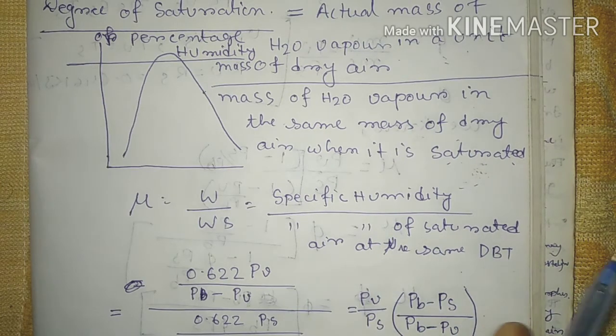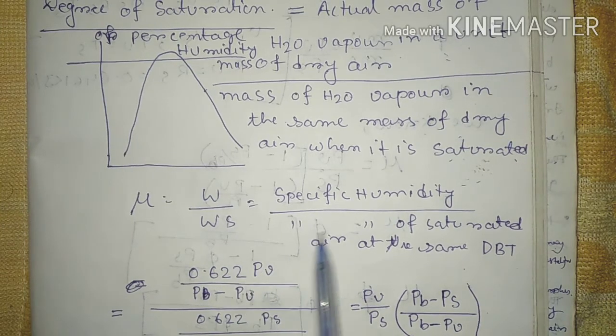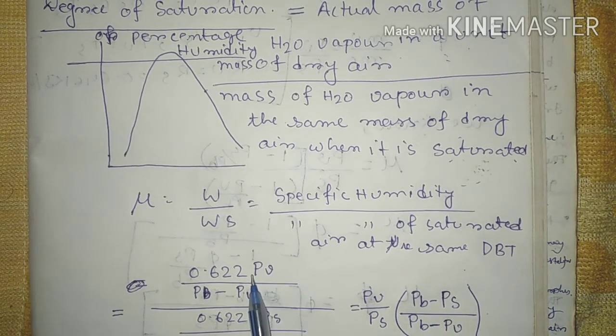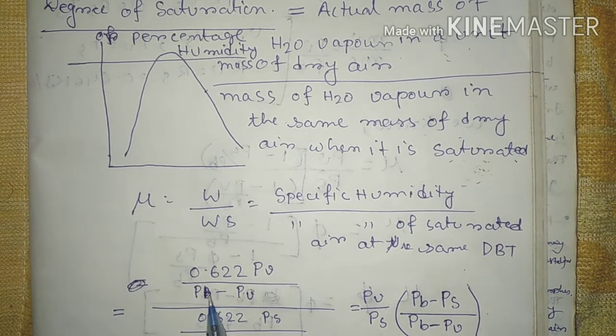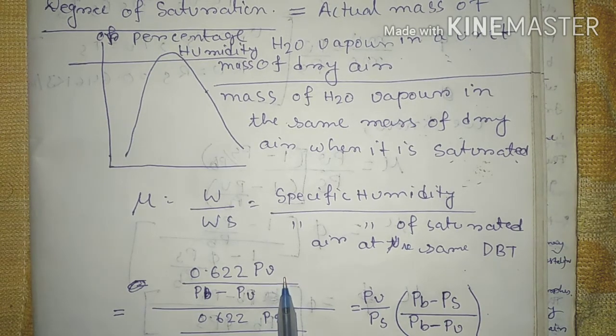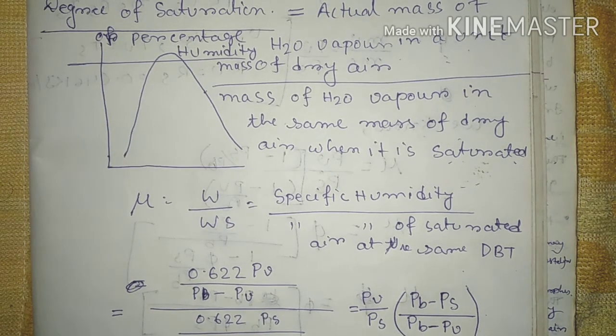Now, in the previous topic, as you know, the specific humidity W is equal to 0.622 PV by PB minus PV. PV is the partial pressure of water vapor, and PB is your barometric pressure, which is given, and PV you also know.